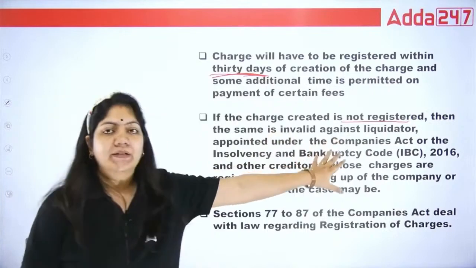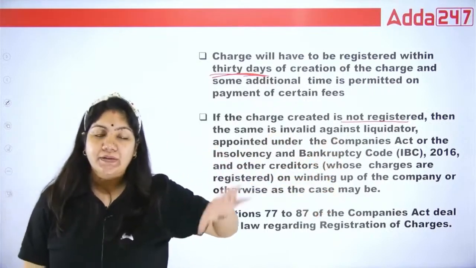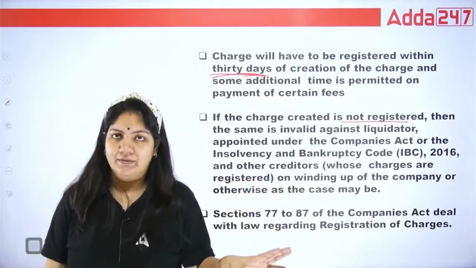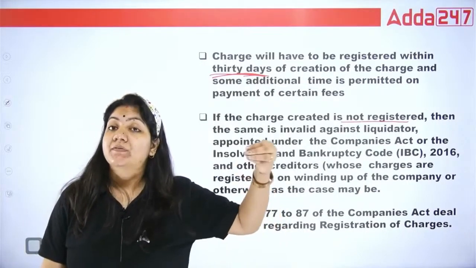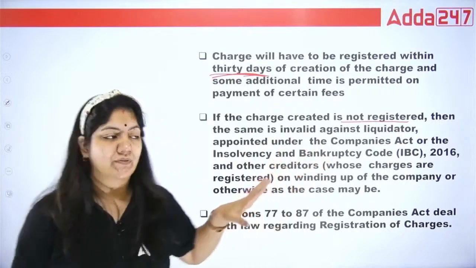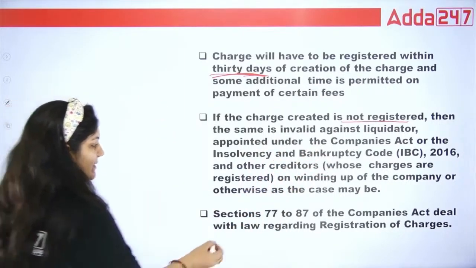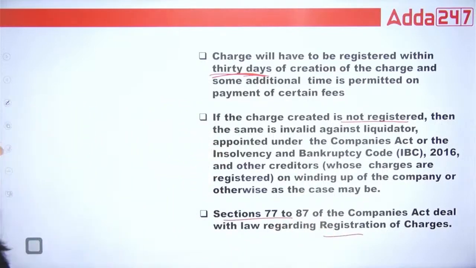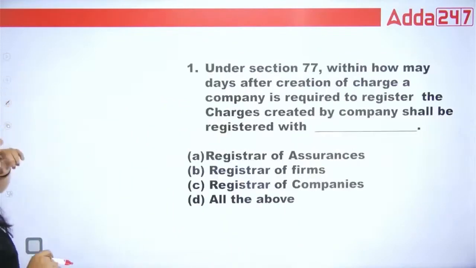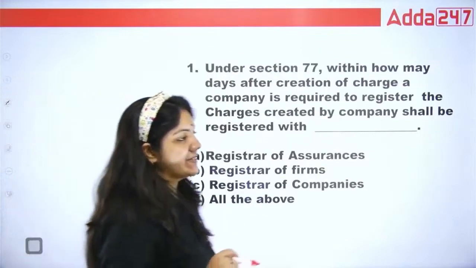Now class, in the charge we always give priority to the secured creditor. Okay, and whichever charge we have created first, we have to follow that one. Okay, and this section is related to the registration of charge. That's it.